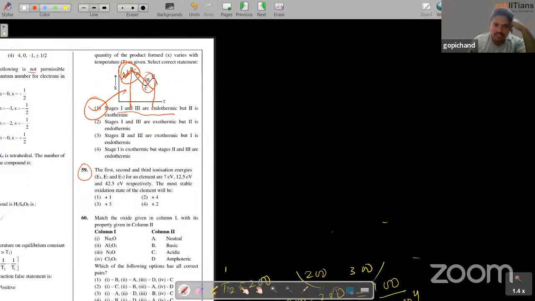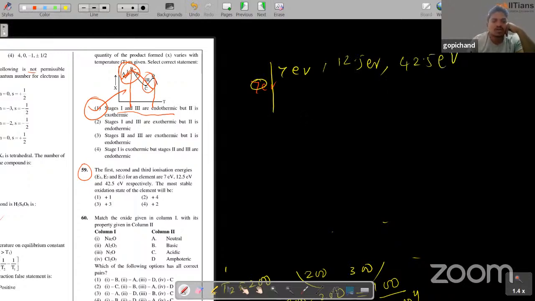The first, second, and third ionization enthalpies E1, E2, E3 for an element are 7 electron volts, 12.5 electron volts, and 42.5 electron volts. So this is 7 electron volts, and the next one is 12.5 electron volts, and the next one is 42.5 electron volts, respectively. The most stable oxidation state is?